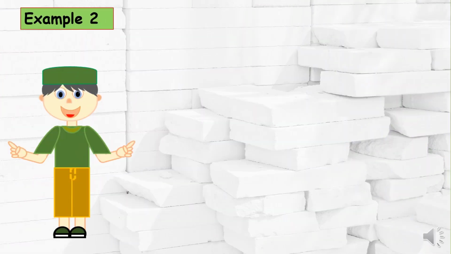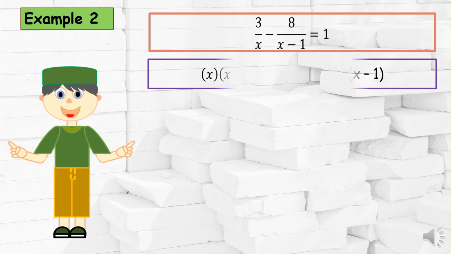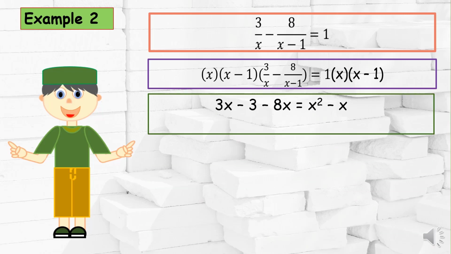Example number 2. Suppose we have 3/x - 8/(x - 1) = 1. First, multiply the whole equation by the LCD. So we have x(x - 1)(3/x - 8/(x - 1)) = 1 times x(x - 1). Simplifying the whole equation, we have 3x - 3 - 8x = x² - x.